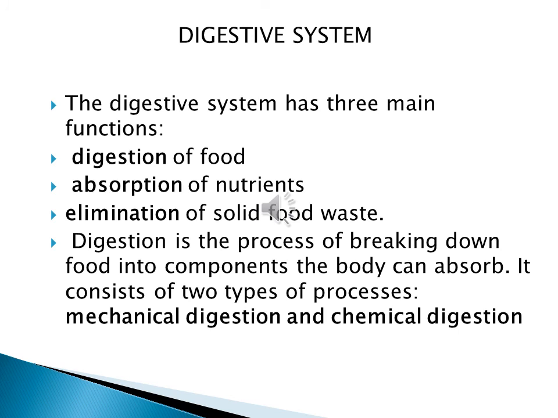As I told you, the digestive system has three main functions. First, digestion of food. Second, absorption of food. And third, elimination of food waste. Digestion means breaking of food into simple glucose, simple sugar. The digestion process is of two types: mechanical digestion and chemical digestion.